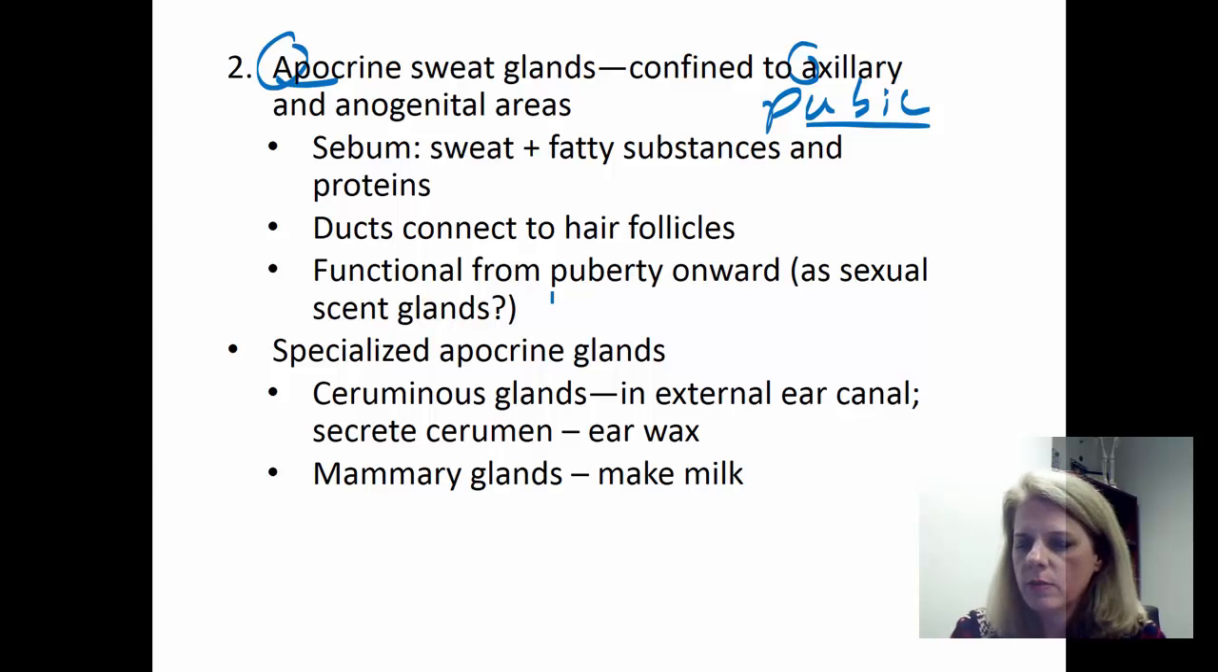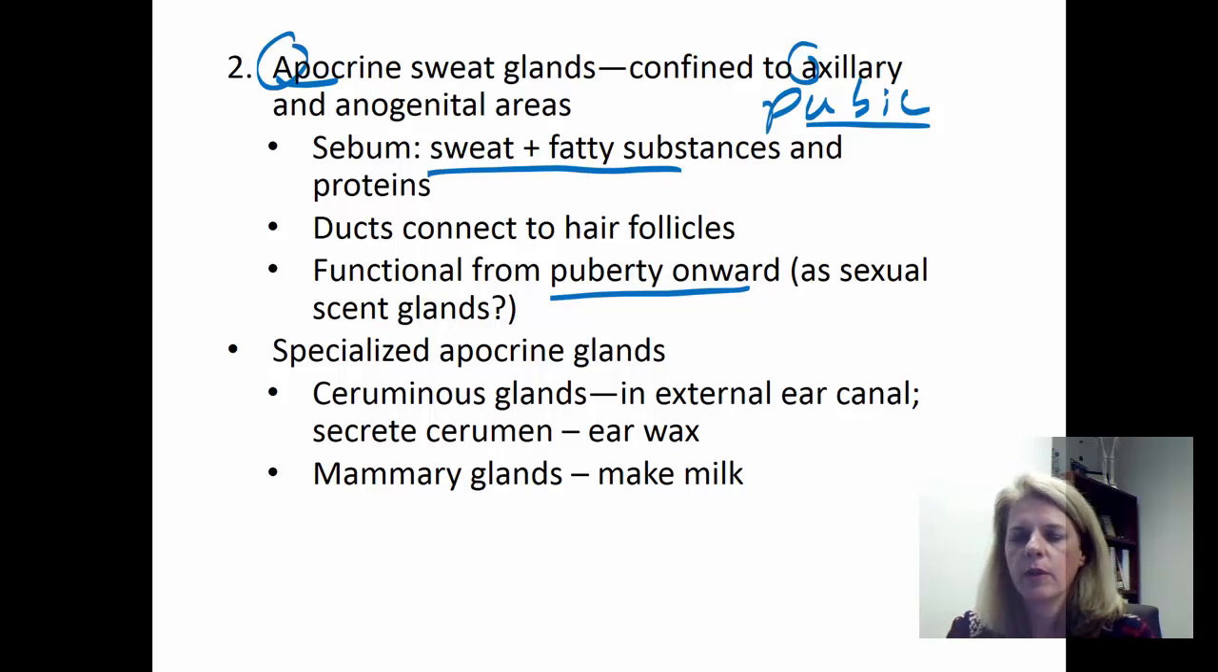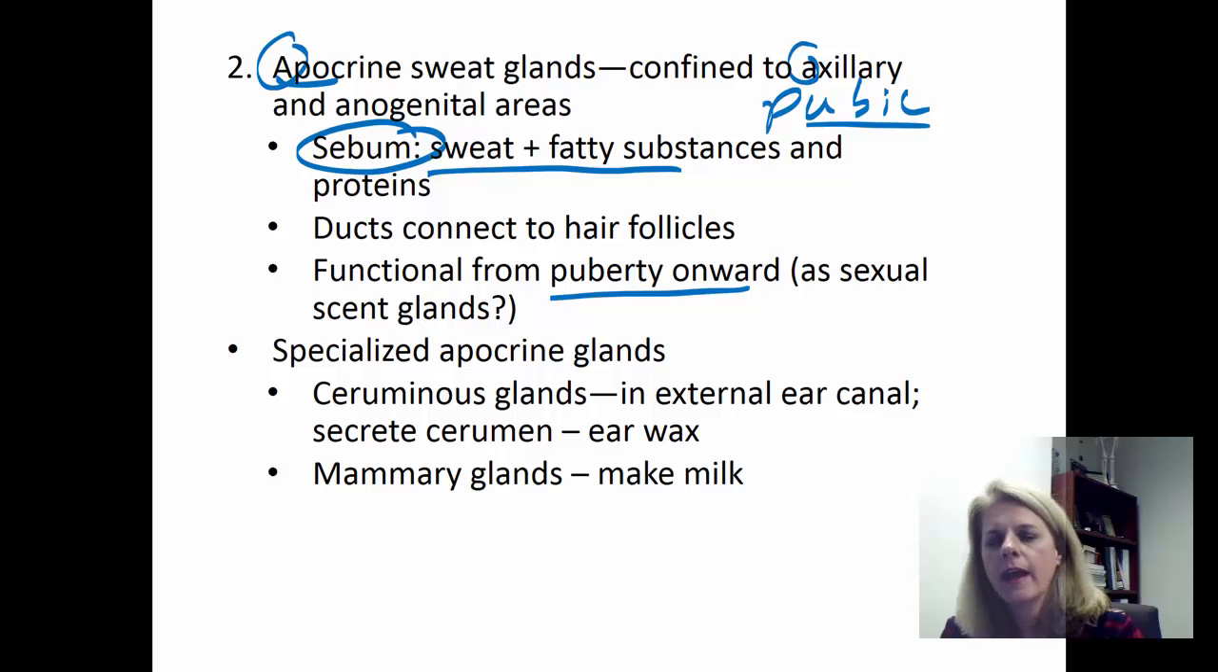So as you get toward puberty, these things start to turn on. You don't really use your apocrine sweat glands when you're young and in childhood. They turn on about the time your hormones start to rage during puberty. And these sweat glands, instead of making a salty sweat, they make a fatty sweat. And so this is a sweat that has fat and proteins. And another word for that is called sebum. And it is usually found near a hair follicle.